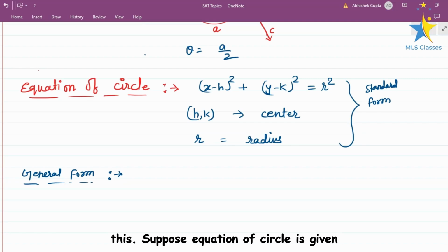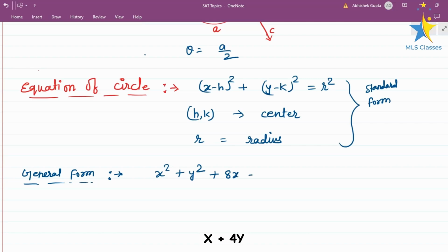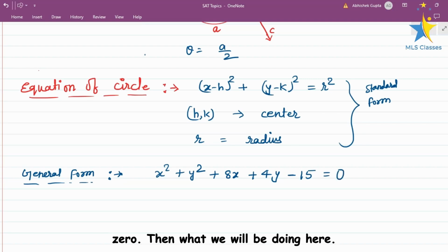Suppose the equation of a circle is given as x square plus y square plus 8x plus 4y minus 15 equal to 0. Remember that the coefficients of x square and y square will always be the same in the general form of a circle. Then what will we be doing here? Suppose we need to find the center and radius here.